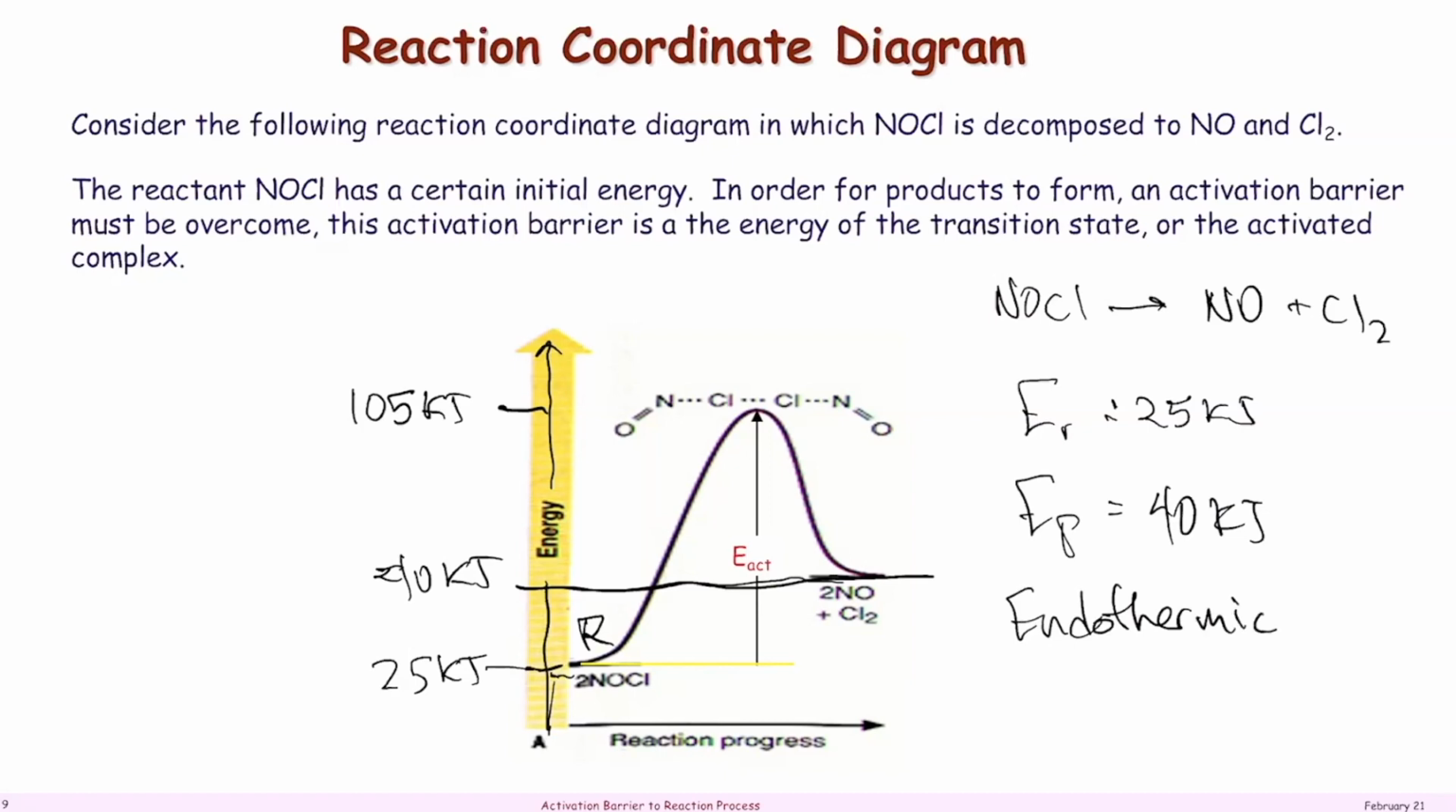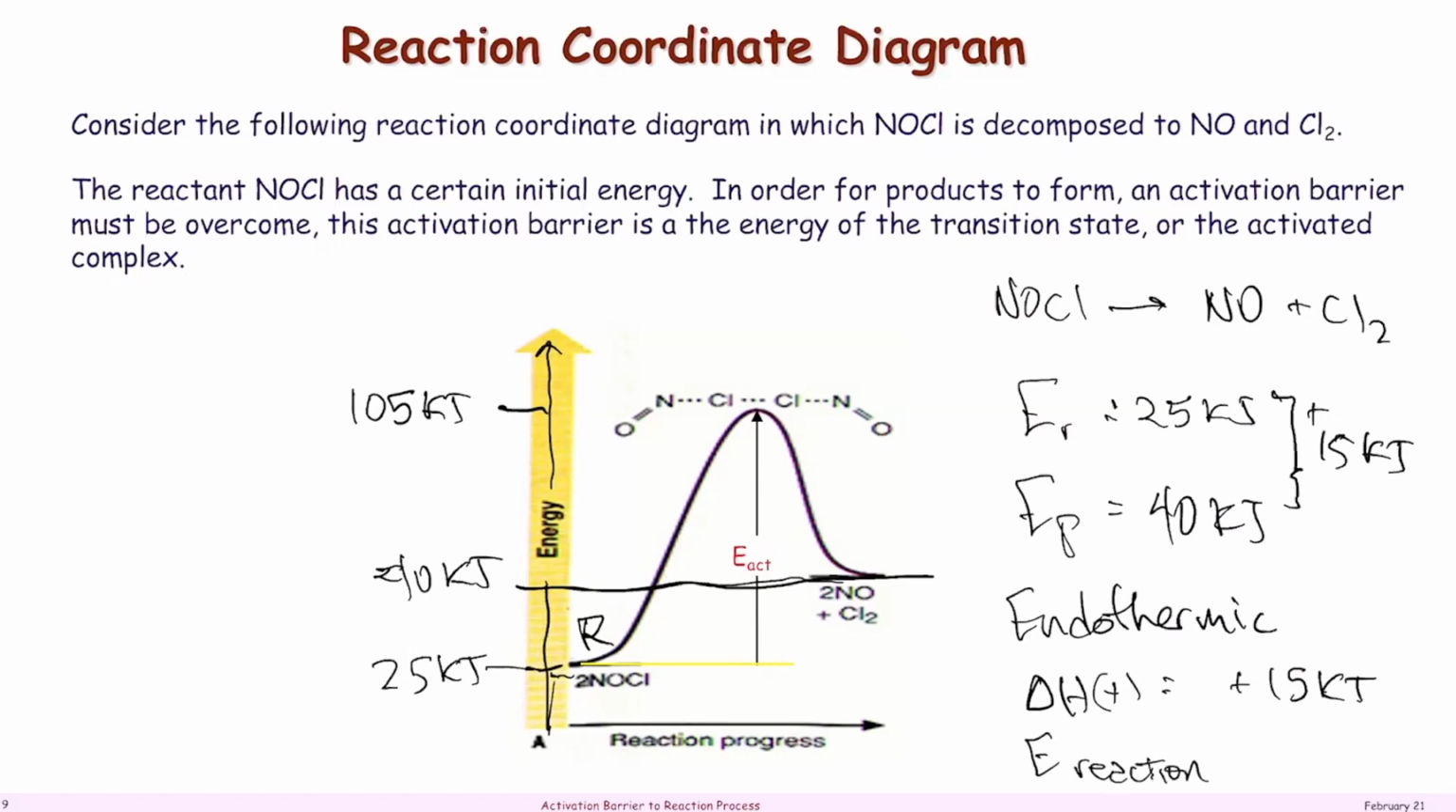Okay, what you need is this difference right here, and that difference is 15 kilojoules, positive. So this is delta H, and it's positive. Delta H is the heat of the reaction. It's also called the enthalpy, and that's equal to positive 15 kilojoules. That is also the energy of the reaction.